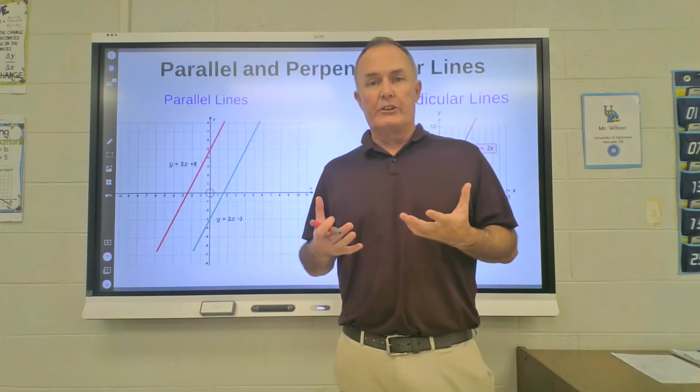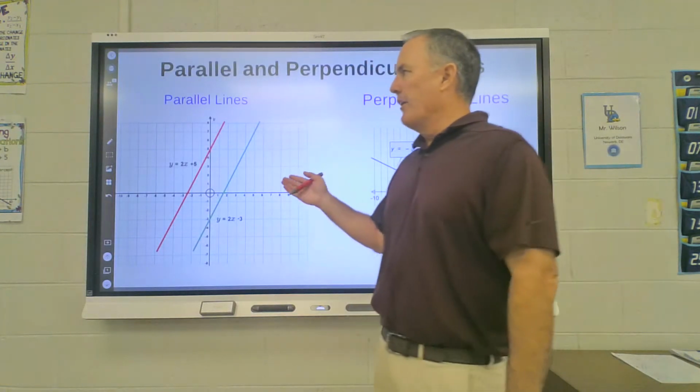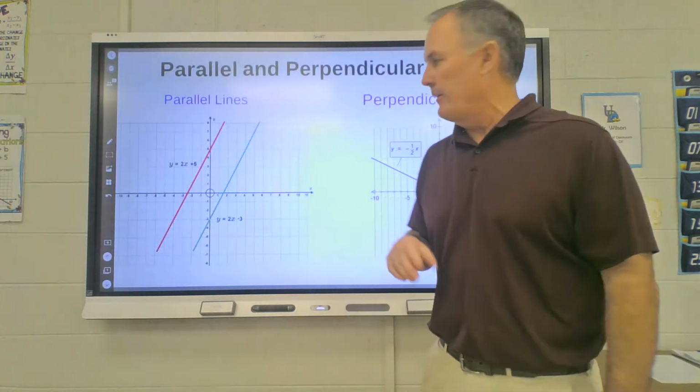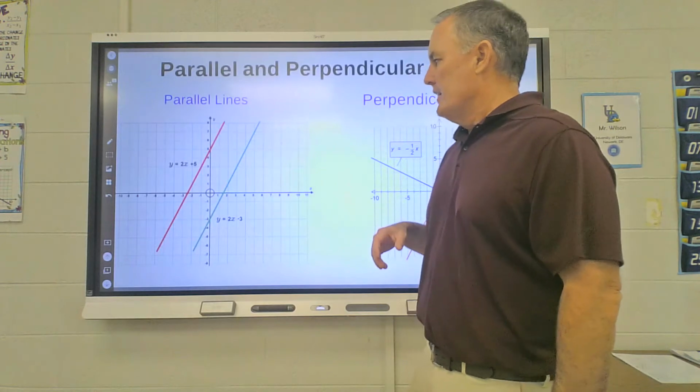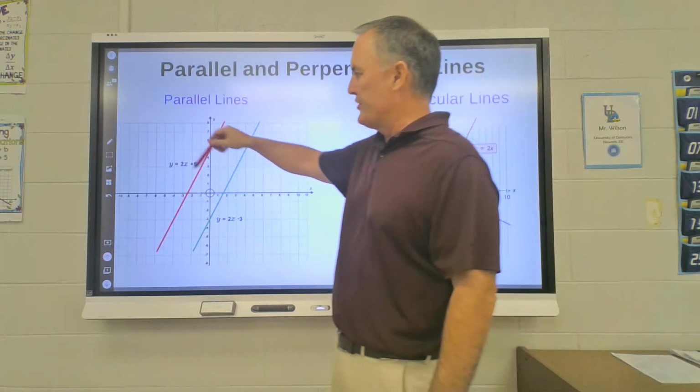I want to talk about some key features of parallel and perpendicular lines, which will help us out in our calculations. Over here I have parallel lines. I have a red line and a green line. As you can see, they're both parallel to each other. They're never going to cross. They increase at the same rate. And we actually have the equations on for both.